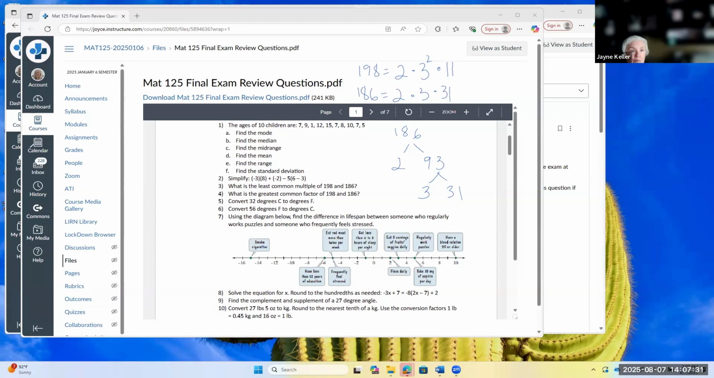And now for the least common multiple, I want every factor that's in each of them. They both have a 2, so I'm going to use the 2. I have a 3 squared and a 3. If I do 3 squared, that takes care of this one, and it also takes care of the 3 in here. So I don't need 3 of them. I only need whatever's the biggest amount that I have. So I've taken care of this, this, and this. Now I need an 11 for that one, and a 31 for this one.